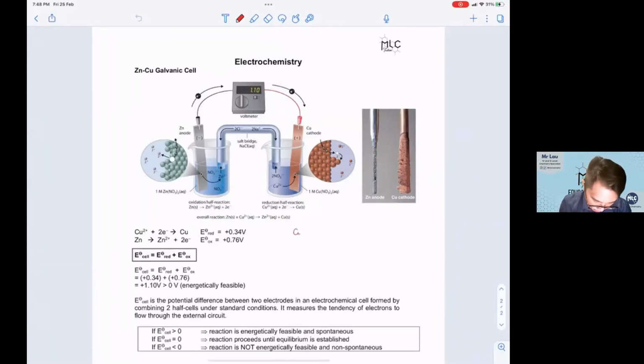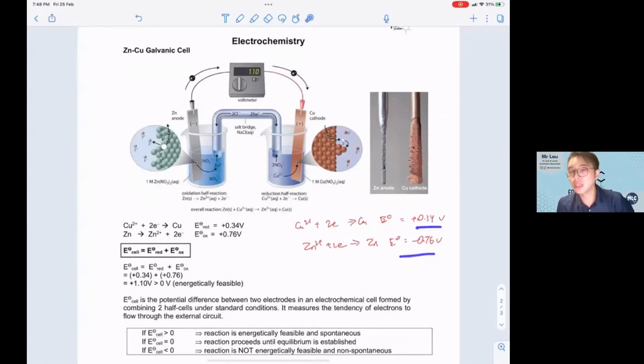Copper 2+ plus 2e- becomes copper. The E0 will be +0.34. Zn2+ plus 2e- gives you Zn. E0 will be equal to -0.76. So this represents the E0 reduction. What you need to do is choose the most positive. The most positive is always preferred.